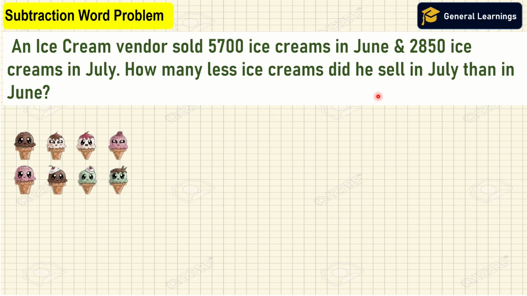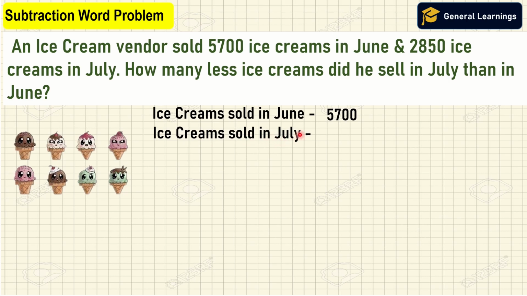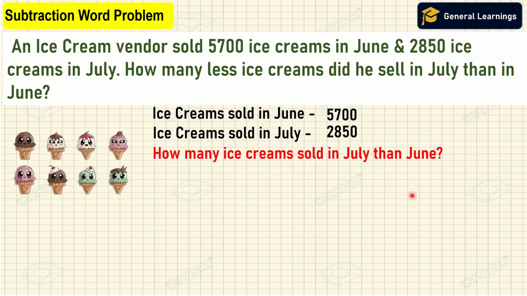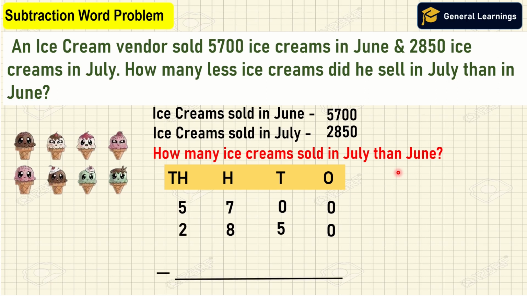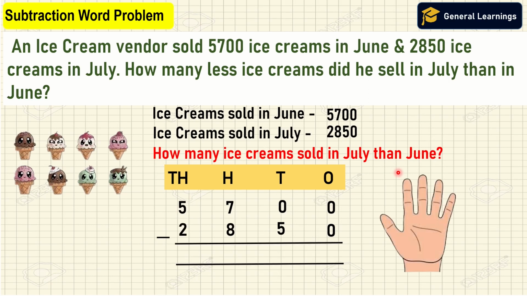First we need to write the statement. Ice cream sold in June was 5,700. Ice cream sold in July was 2,850. Now we are going to find out how much less ice cream he sold. First we need to write the two numbers vertically under appropriate columns according to their place values. Then we need to subtract the digits in the ones place. Here 0 minus 0 is 0.